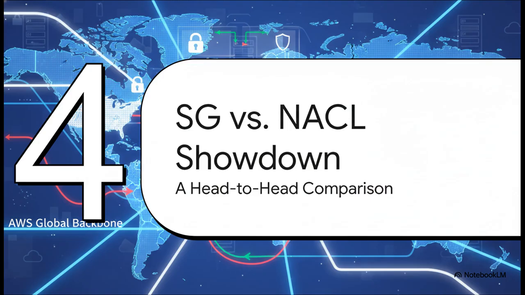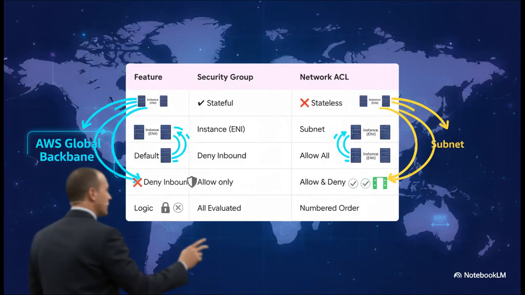Okay, time for the showdown. Let's put these two side by side. Getting these differences straight in your head is absolutely essential for designing a good AWS network. Let's just walk through this. The biggest difference, state. SGs are stateful, NACLs are stateless. Then scope, SGs are tight on the instance itself. NACLs are broad at the subnet boundary.